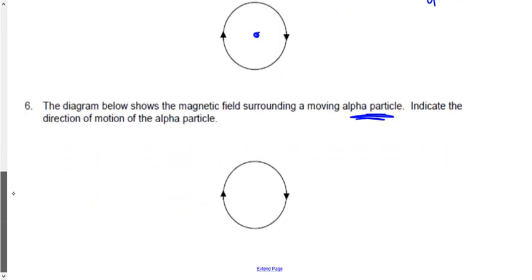We'll just do 6 right now. Alpha particle, positive particle, right hand. We don't know which way it's moving. That's what we're trying to find. But we do know that my fingers need to point clockwise. My right fingers need to point clockwise. Which way does my thumb automatically point if my fingers are pointing clockwise? The end of the page, so we would represent that by an X.